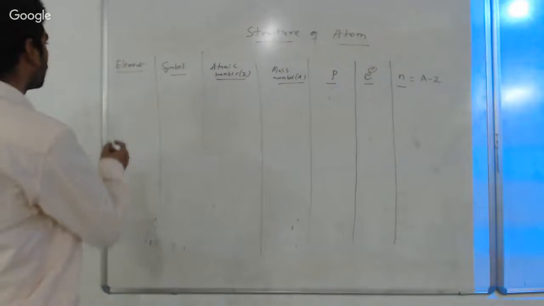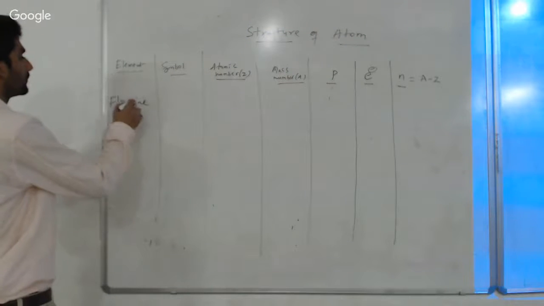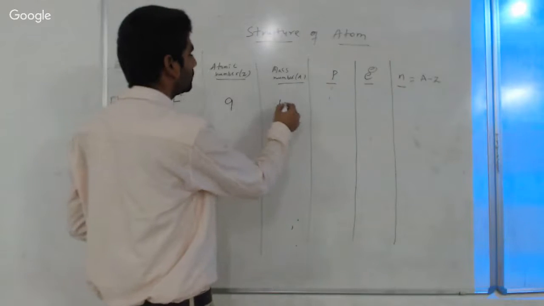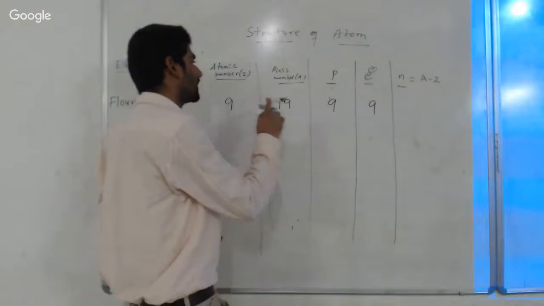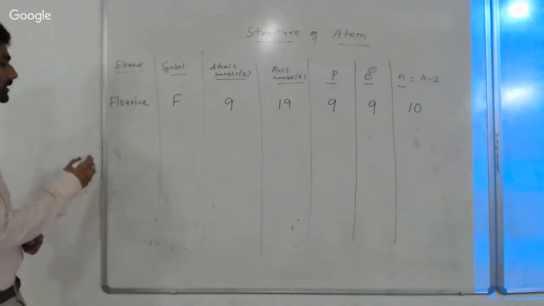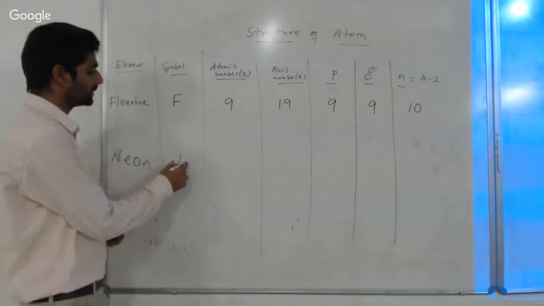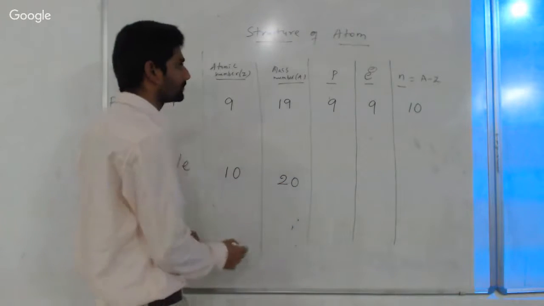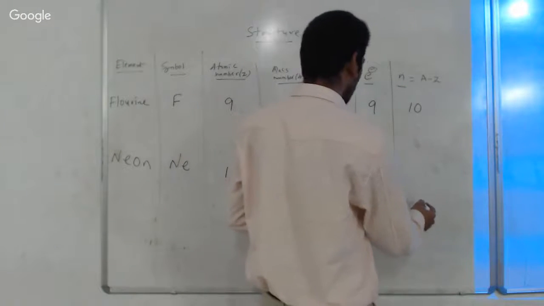Next element, fluorine. Symbol F, atomic number 9, mass number 19, number of protons 9, number of electrons 9. So mass number 19 minus 9, you get 10. Neutron number is 10. Neon, this element is neon. Symbol is Ne. Atomic number 10, mass number 20, number of protons 10, number of electrons 10, number of neutrons also 20 minus 10.